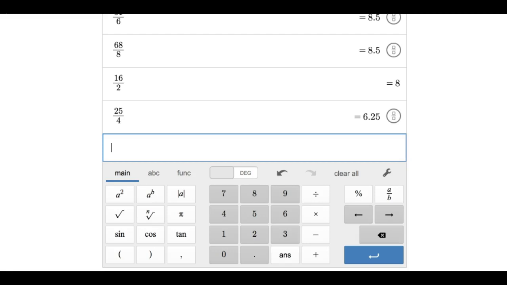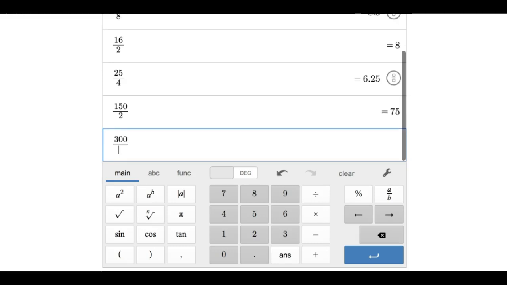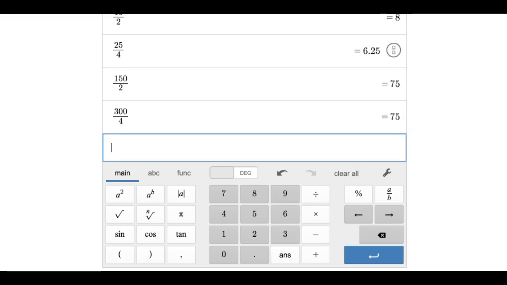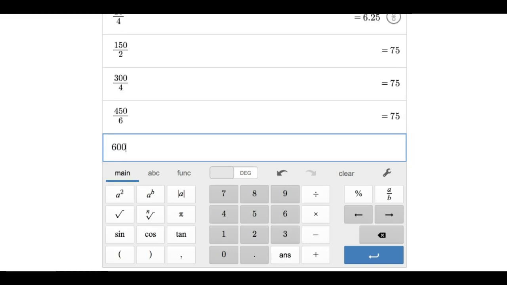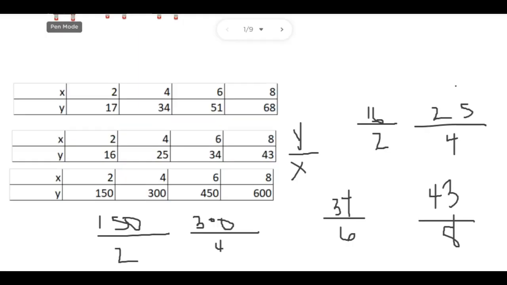So 150 divided by 2, 75. 300 divided by 4, 75. Let's keep it going. So the next one was 450 over 6. Yep. And then we had 600 over 8. Yes. The constant of proportionality for this table, for this function, is 75.